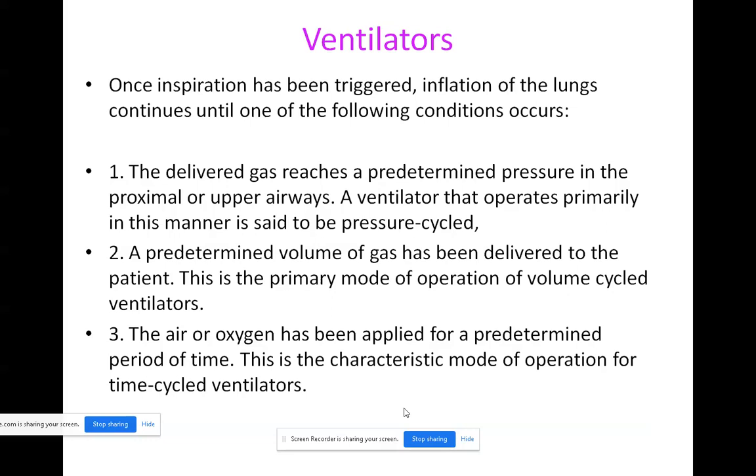The airways are nothing but the path of the air with oxygen going to the lungs. So this will be predetermined.